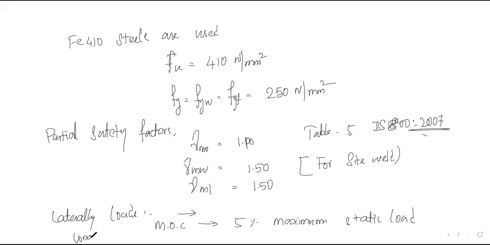Longitudinal load for a manually operated crane is 5 percent of the weight of the crane or crab and the weight lifted. Okay, so these are the common things. Now let us move on to step 1, that is load calculation.